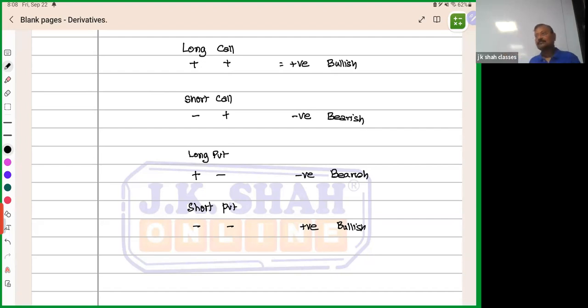बाय के लिए प्लस है और सेल के लिए माइनस. Buy is always plus. See, when you're buying something, you're adding to your portfolio, right? So it's a plus.